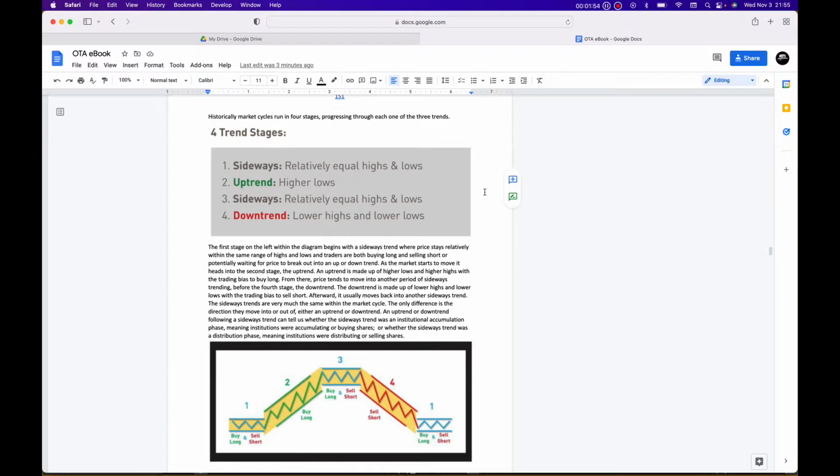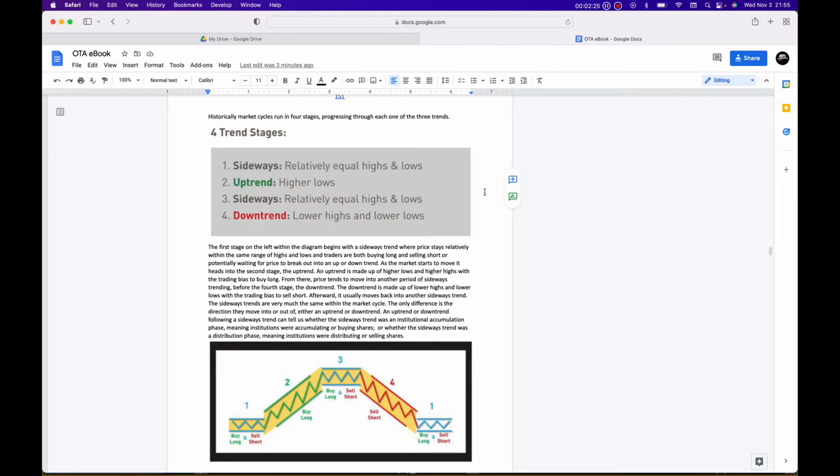Now, if you look at the example at the bottom of the screen, the first stage on the left within the diagram begins with a sideways trend where price stays relatively within the same range of highs and lows, and traders are both buying long and selling short in the sideways trend, or they're potentially waiting for price to break out into either an uptrend or a downtrend. As the market starts to move, it heads into the second stage per the illustration, which is an uptrend.